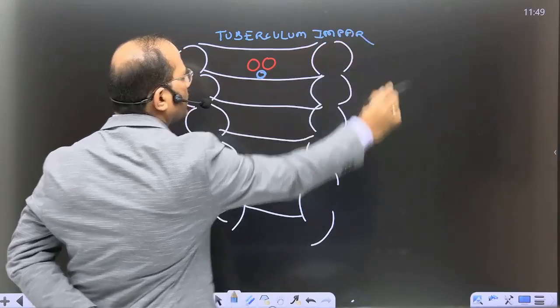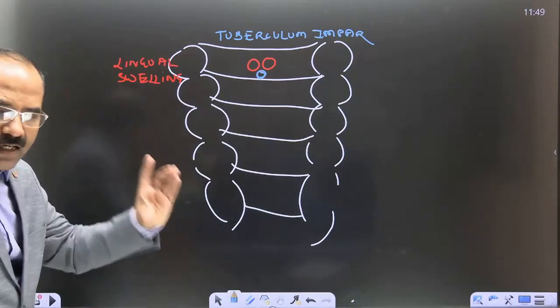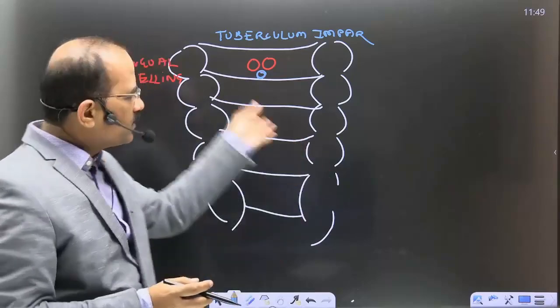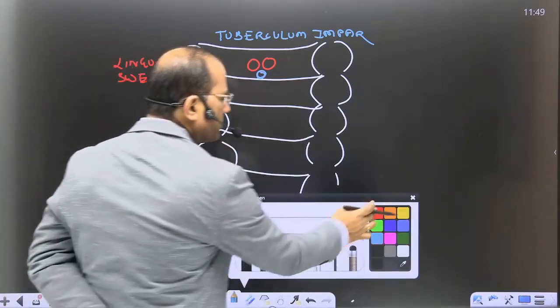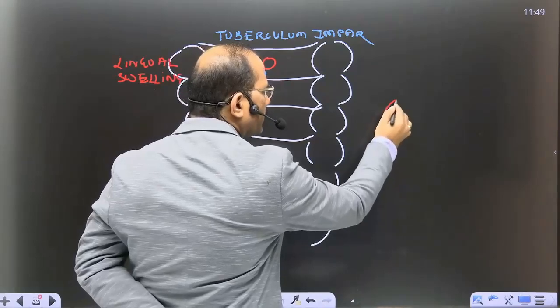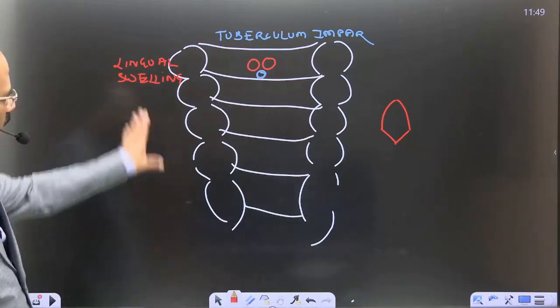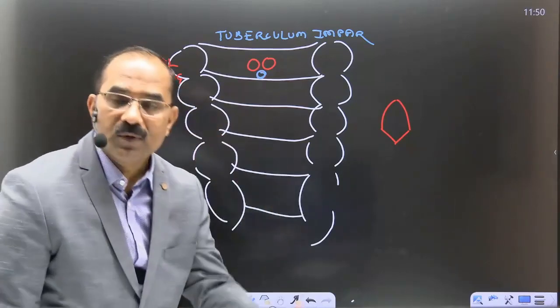Tuberculum impar. The two lingual swellings and tuberculum impar are derived from the first pharyngeal arch. These two lingual swellings and tuberculum impar are going to form the anterior two-thirds of the tongue. So the anterior two-thirds of the tongue is derived from the first pharyngeal arch.